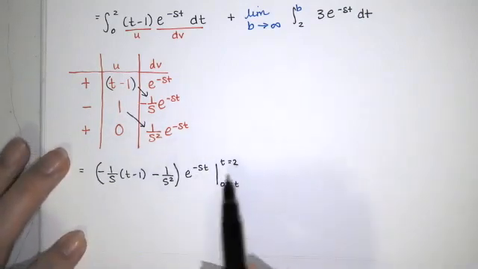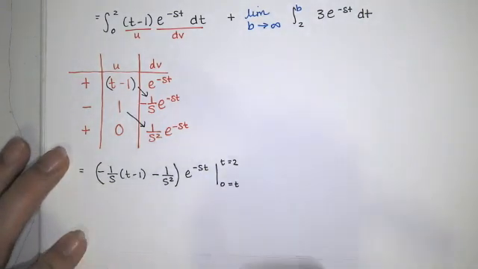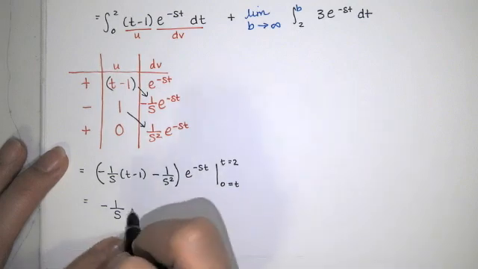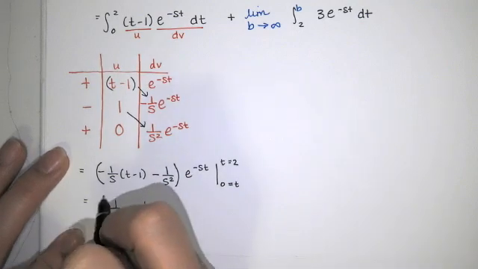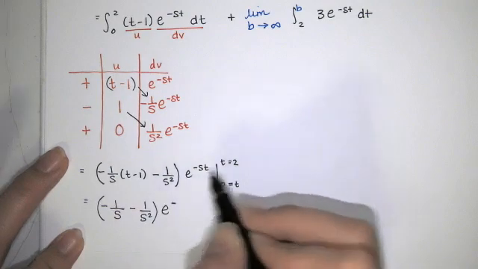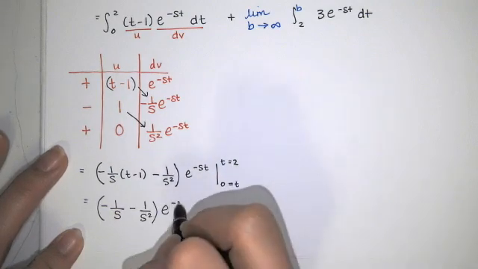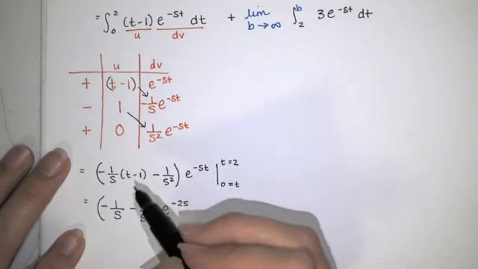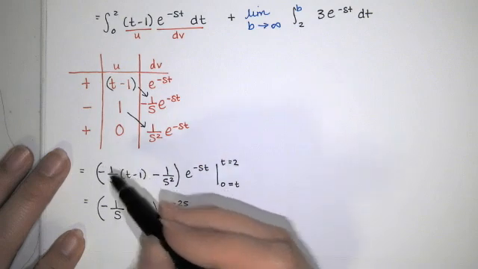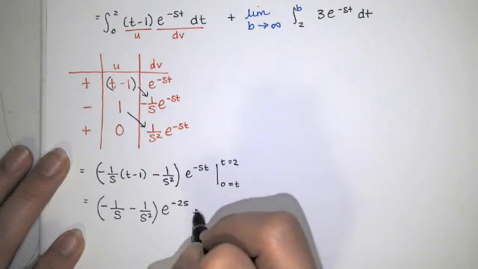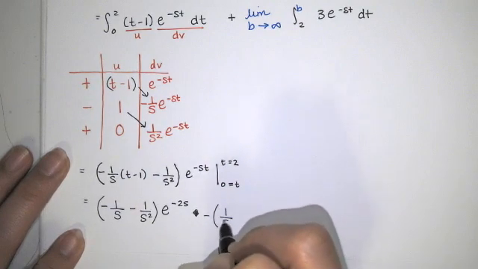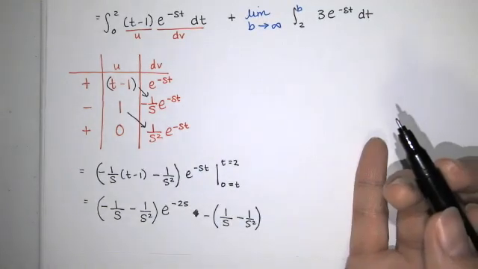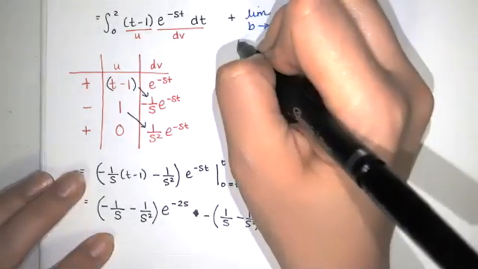Okay, at t = 2, we're going to have 2 minus 1, which is 1, times negative 1/s, minus 1/s squared. And that's all multiplied by e^(-st), where t is replaced with 2, so it's going to be e^(-2s). And then we'll evaluate this expression at t = 0. So we'll have -1 times -1/s is +1/s. Oops, we're subtracting, sorry. Minus 1/s squared times e^0, which is 1.